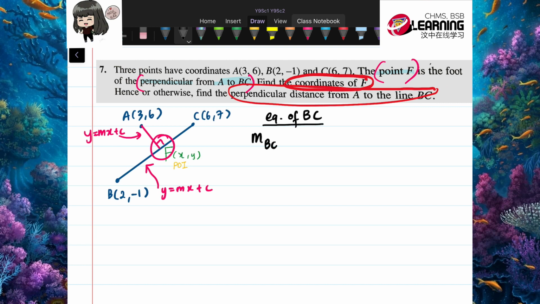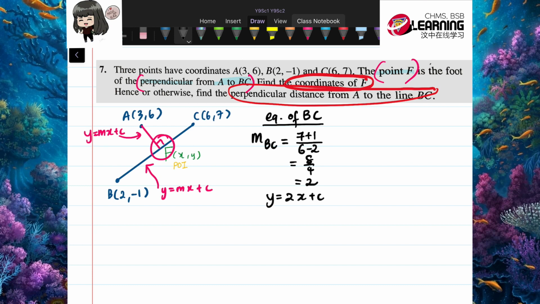Okay, I'm gonna find the equation of BC here. Before I find the equation of BC, we need to find the gradient of BC. So the gradient of BC is 7 minus -1, so 7 plus 1, over 6 minus 2, so it's 8 over 4, which is 2, and y equals mx plus c.